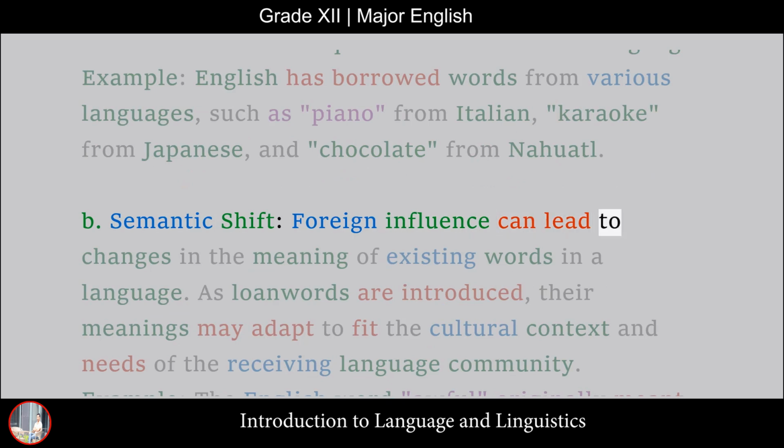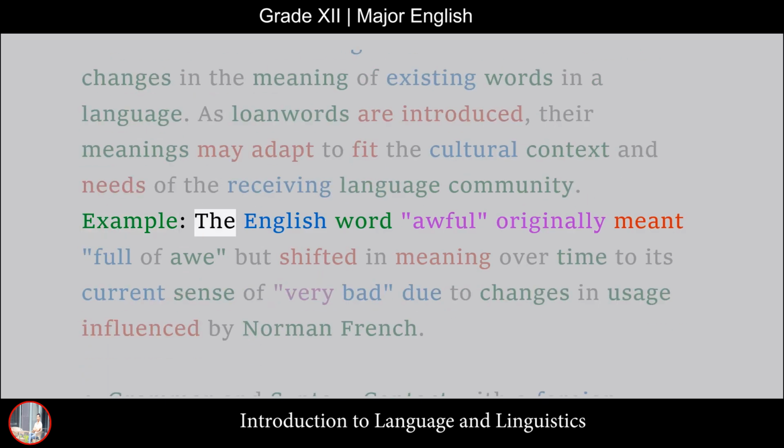B. Semantic shift. Foreign influence can lead to changes in the meaning of existing words in a language. As loanwords are introduced, their meanings may adapt to fit the cultural context and needs of the receiving language community. Example: the English word awful originally meant full of awe but shifted in meaning over time to its current sense of very bad due to changes in usage influenced by Norman French.